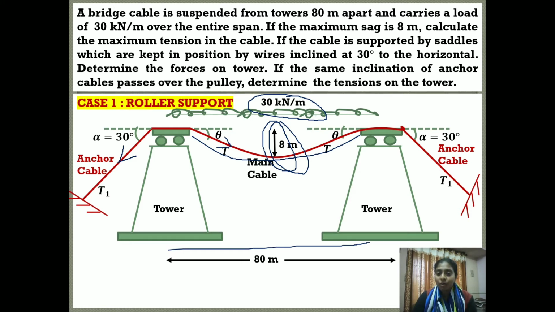So our tower is given, roller support is given, load is 30 kilonewton per meter, dip is 8 meter, the span length is 80 meter, and alpha, the angle between the anchor cable and the horizontal, is 30 degree. So left support alpha is equal to 30 degree and right support alpha is equal to 30 degree. Tension in the anchor cable is taken as T1 and tension in the main cable is taken as T. Theta is the angle which the cable makes with the horizontal.